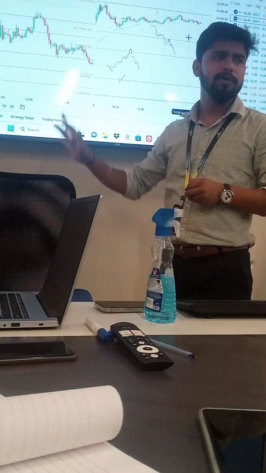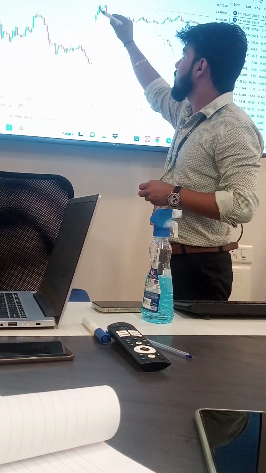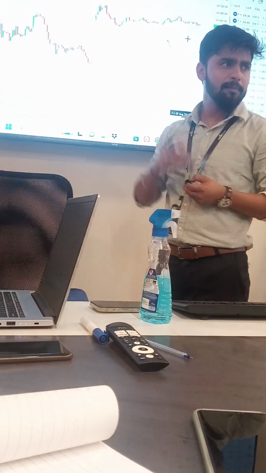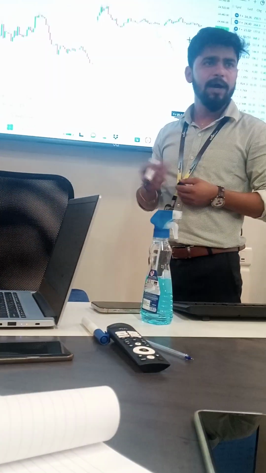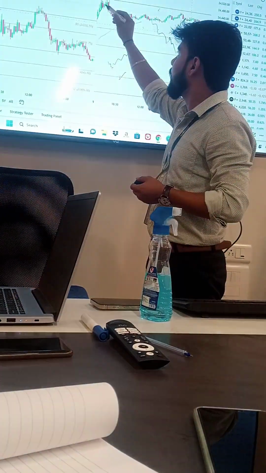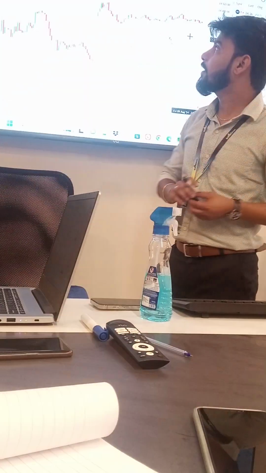Trust me, it is going to come back once again. Okay, so here it is coming, and here is the formation of the beautiful inverted hammer. Now, can I enter? No. Why should I take the trade here, after 1, 2, 3, 4 candles?